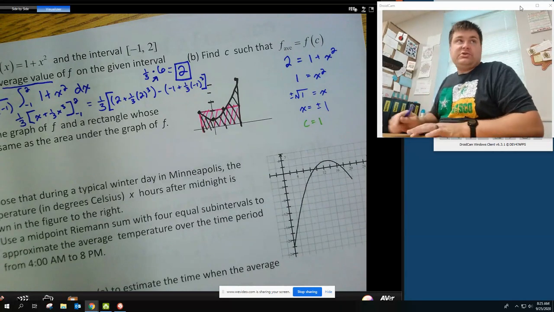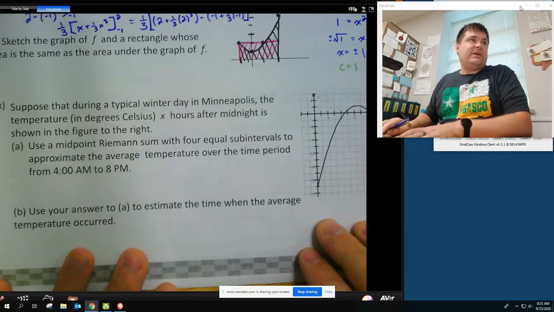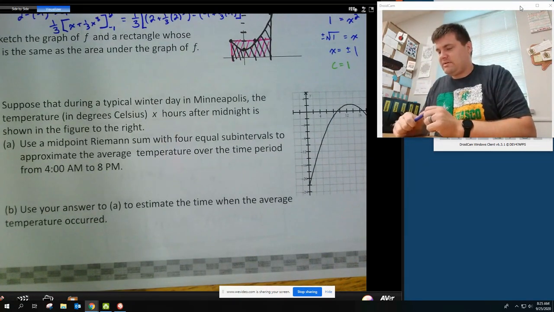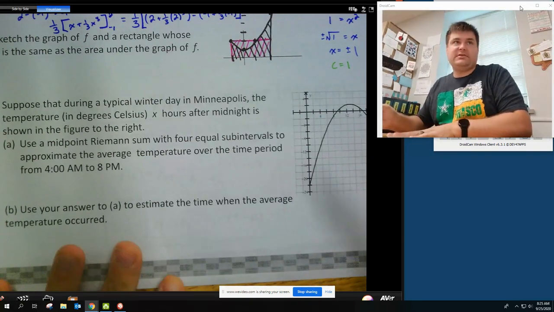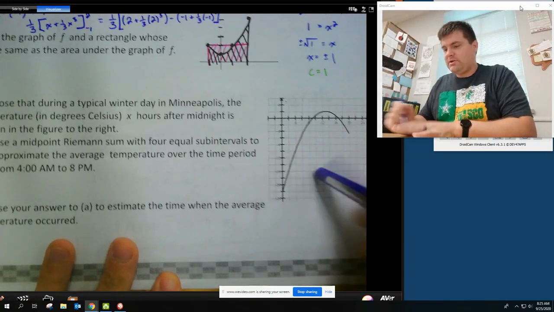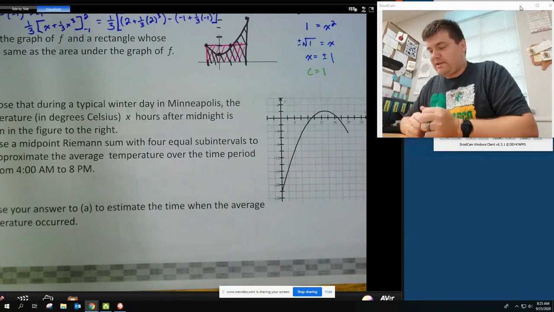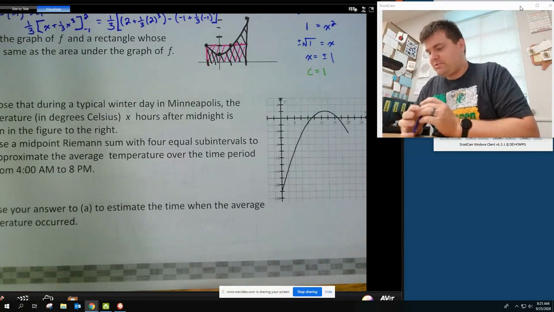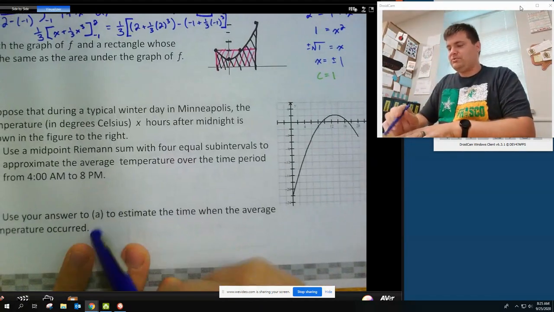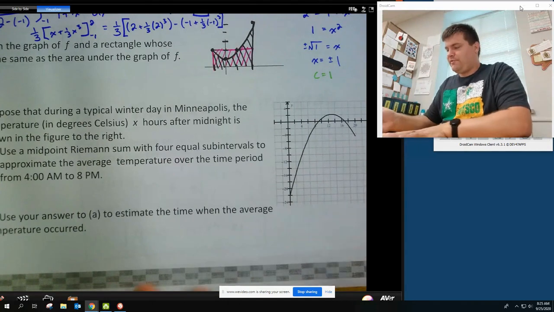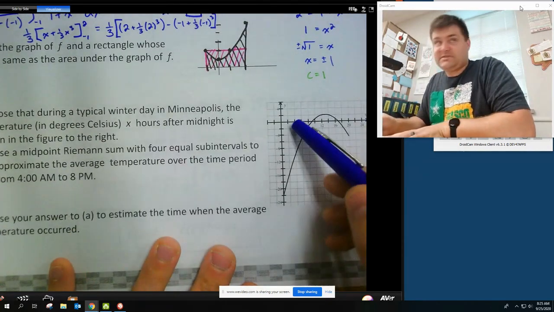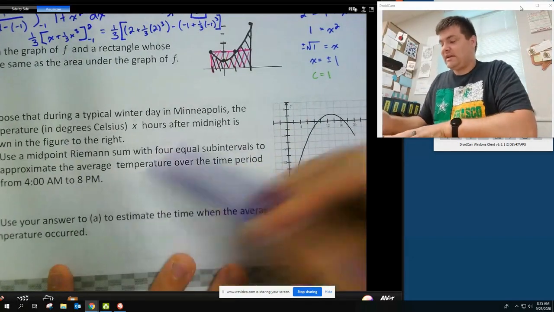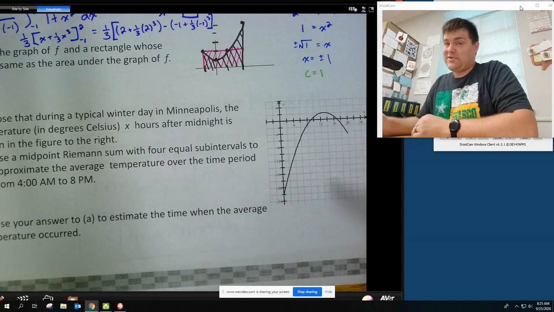Now let's go ahead and go to a word problem. All right. Suppose that on a typical winter day in Minneapolis, the temperature in degrees Celsius, x hours after midnight, is shown in the figure on the right. So this one just gives us the graph. We're to use a midpoint Riemann sum, which we have not done in the notes yet, with 4 equal subintervals to approximate the average temperature over the time period from 4 a.m. to 8 p.m. So if I'm looking over here, 4 a.m. is the first 4, because it happens first, and 8 p.m. is the second 8, if that makes sense. So we kind of have to go to military time here.